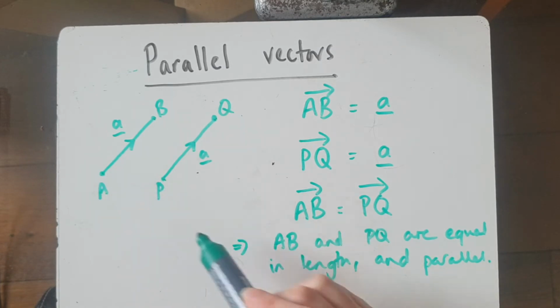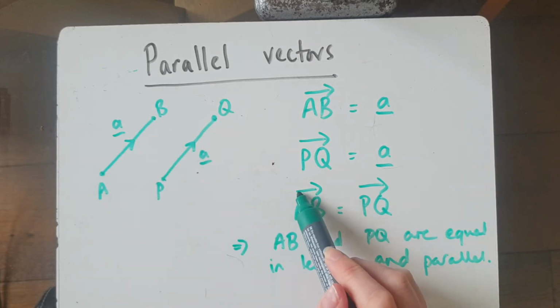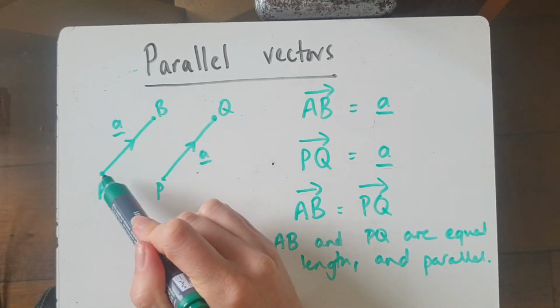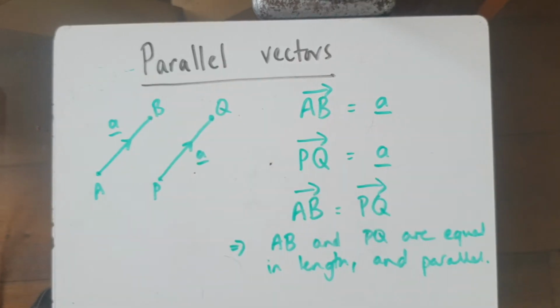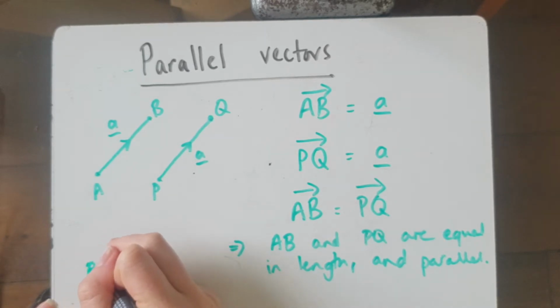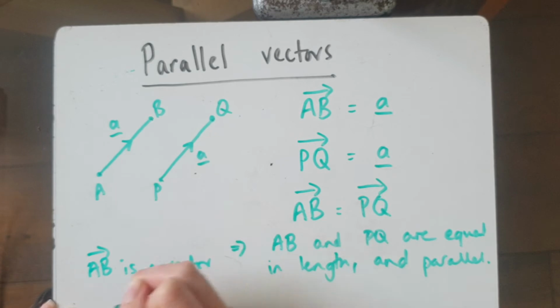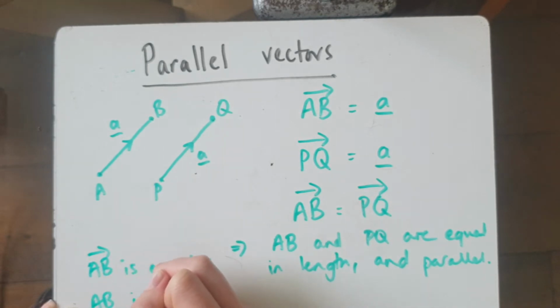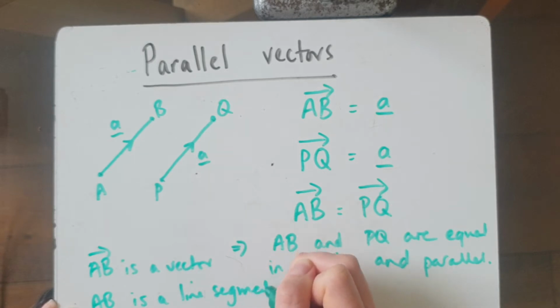So this is just representing the line segment, so it's just this length. Whereas AB with an arrow above it is describing the direction as well, so we're going from A to B. Copy this down, please, and make a note about line segments. So AB with an arrow is a vector. AB with no arrow is a line segment.